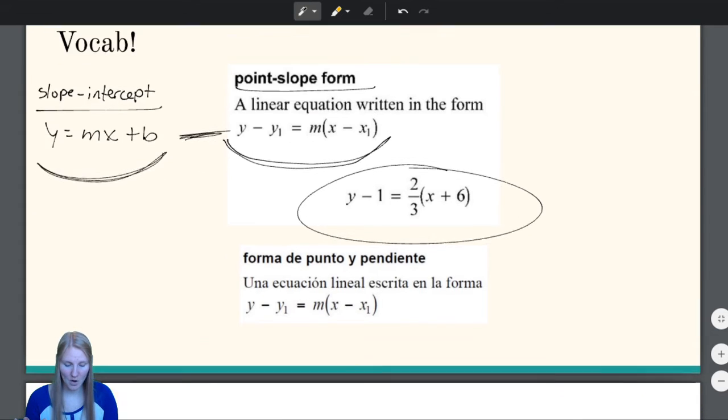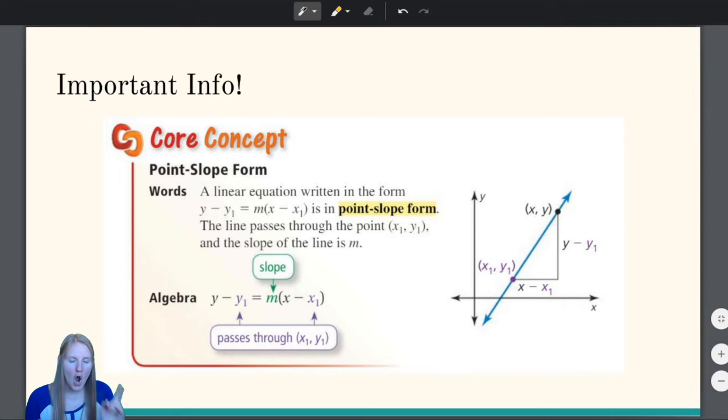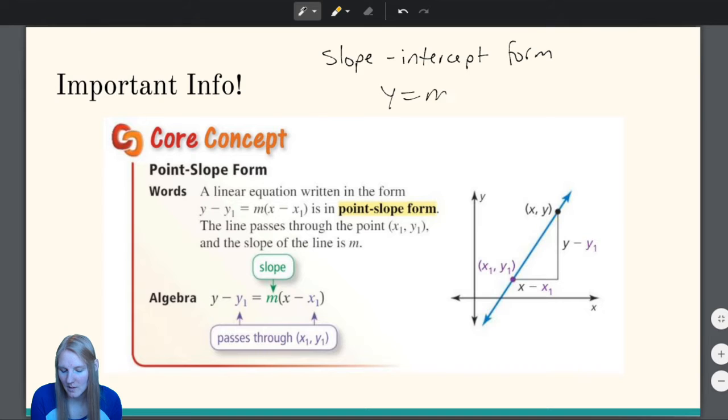All right, now some more information about point-slope form. Remember, slope-intercept form was y equals mx plus b. Do you remember why it was called slope-intercept form?